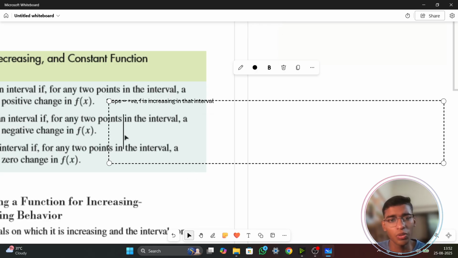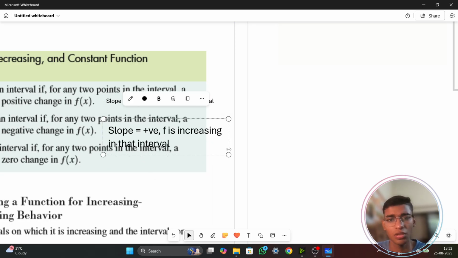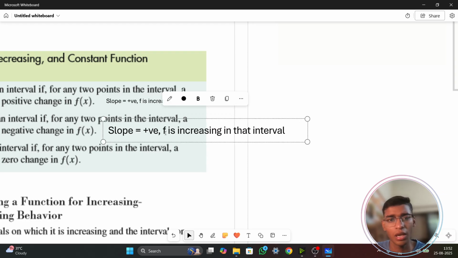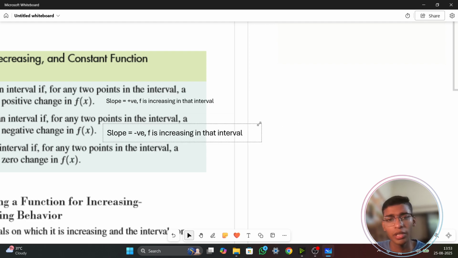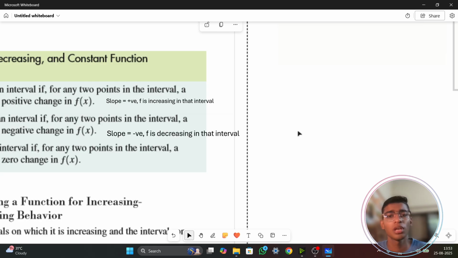Now, the opposite thing would come here. If your slope is negative, then my function is now decreasing, not increasing. Because my slope is negative, that means my inflection point has arrived.